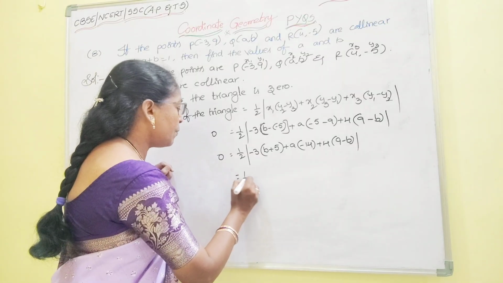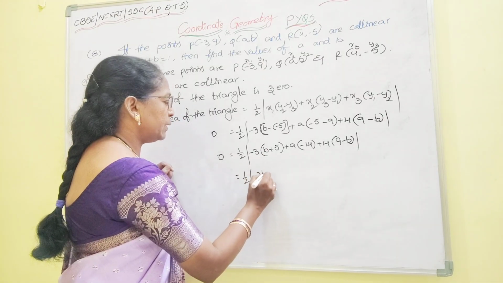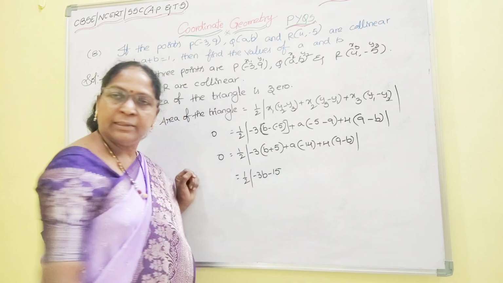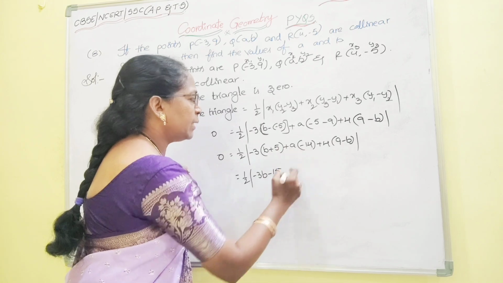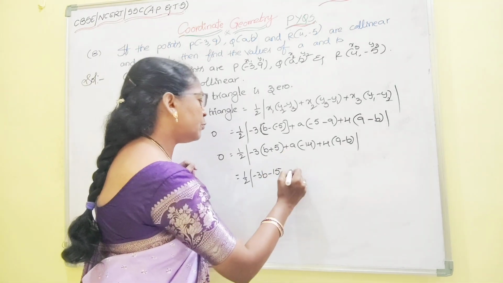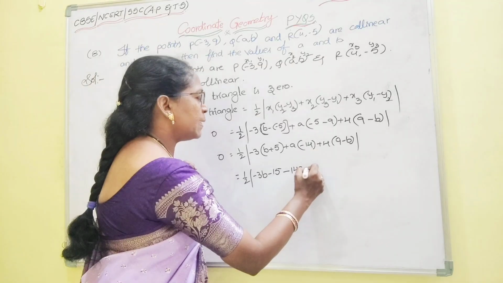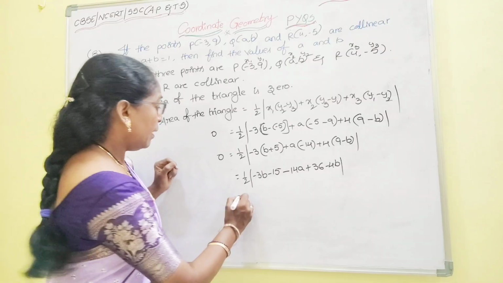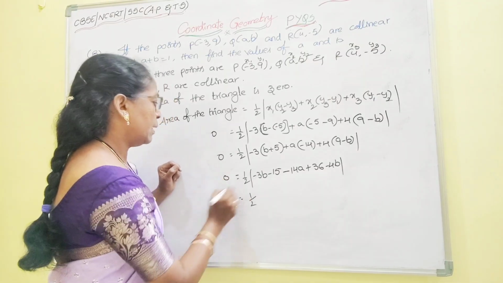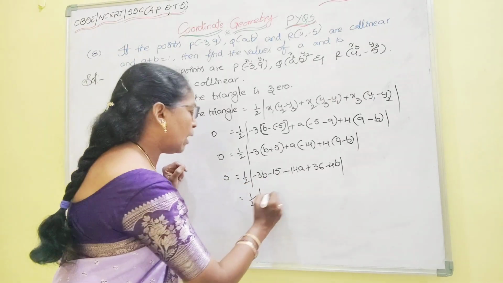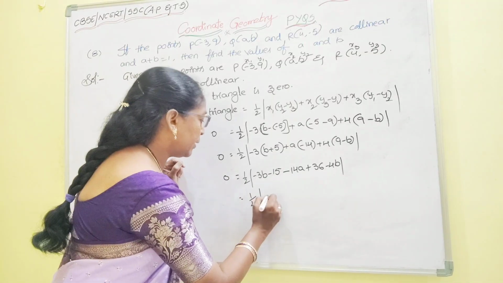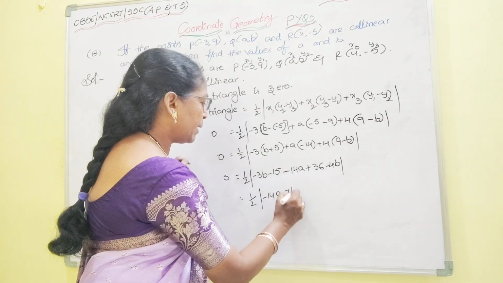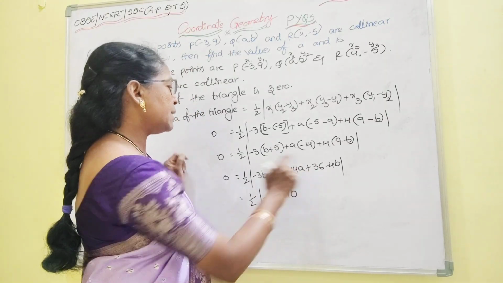Now here, half modulus: minus 3 into b is minus 3b, minus 3 into 5 is minus 15, plus into minus, minus a into 14 is minus 14a, and here plus 4 into 9 is 36, minus 4b. Now write down in order: first the a term, minus 14a; next the b term, minus 3b minus 4b, that equals minus 7b; and minus 15 plus 36.